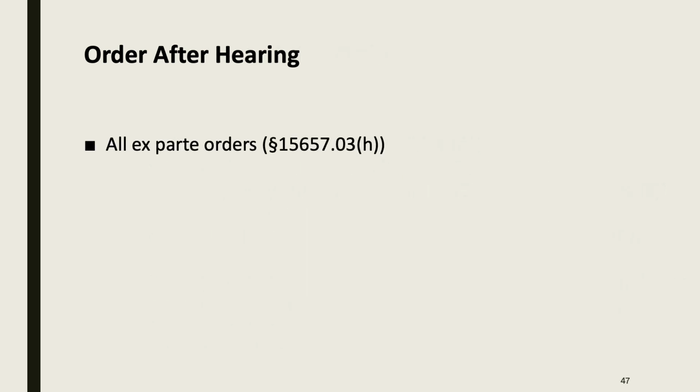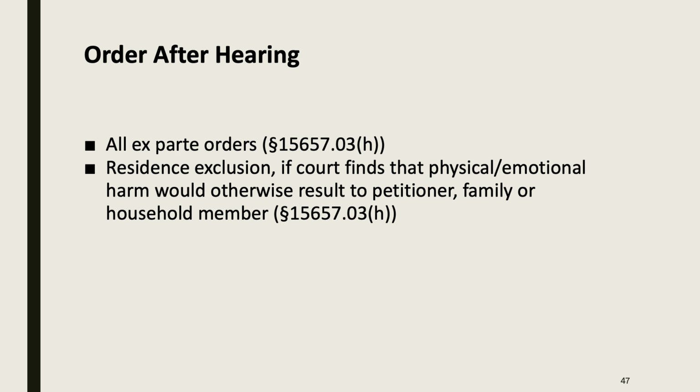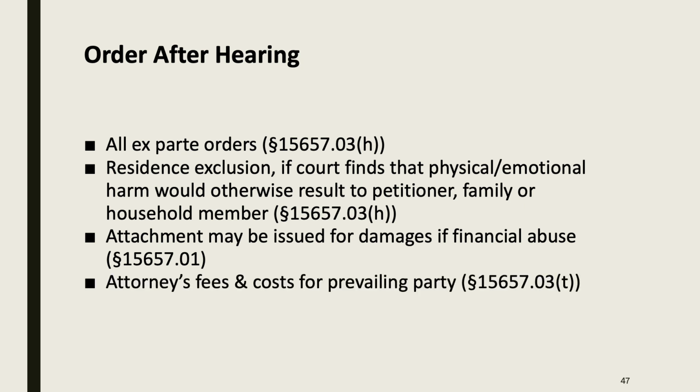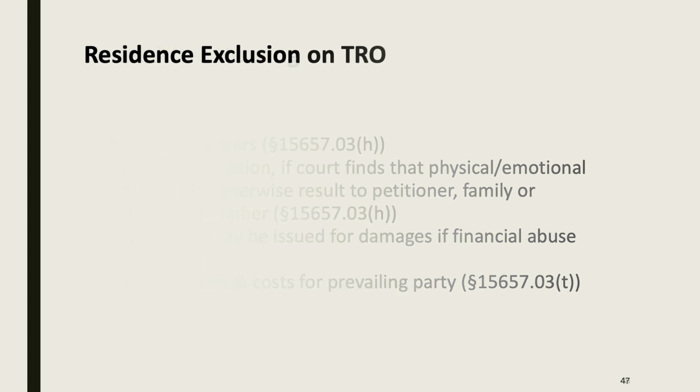After hearing, all the ex parte orders can be granted. In addition, the residence exclusion order, if the court finds that the physical or emotional harm would result to the petitioner or the family or the household member if that order was not granted. An attachment may be issued for damages if the order is based upon financial abuse. And of course, the prevailing party can get attorney's fees and costs.